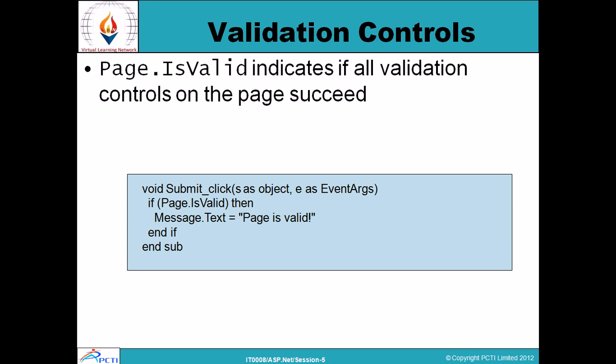Validation also includes Page.IsValid. IsValid indicates if all the validation controls on the page succeed. So: void Submit_Click(Object s, EventArgs e), if Page.IsValid then Message.Text = "Page is valid", end if, end sub. So this is the code snippet that we have covered for writing the code in ASP.NET.